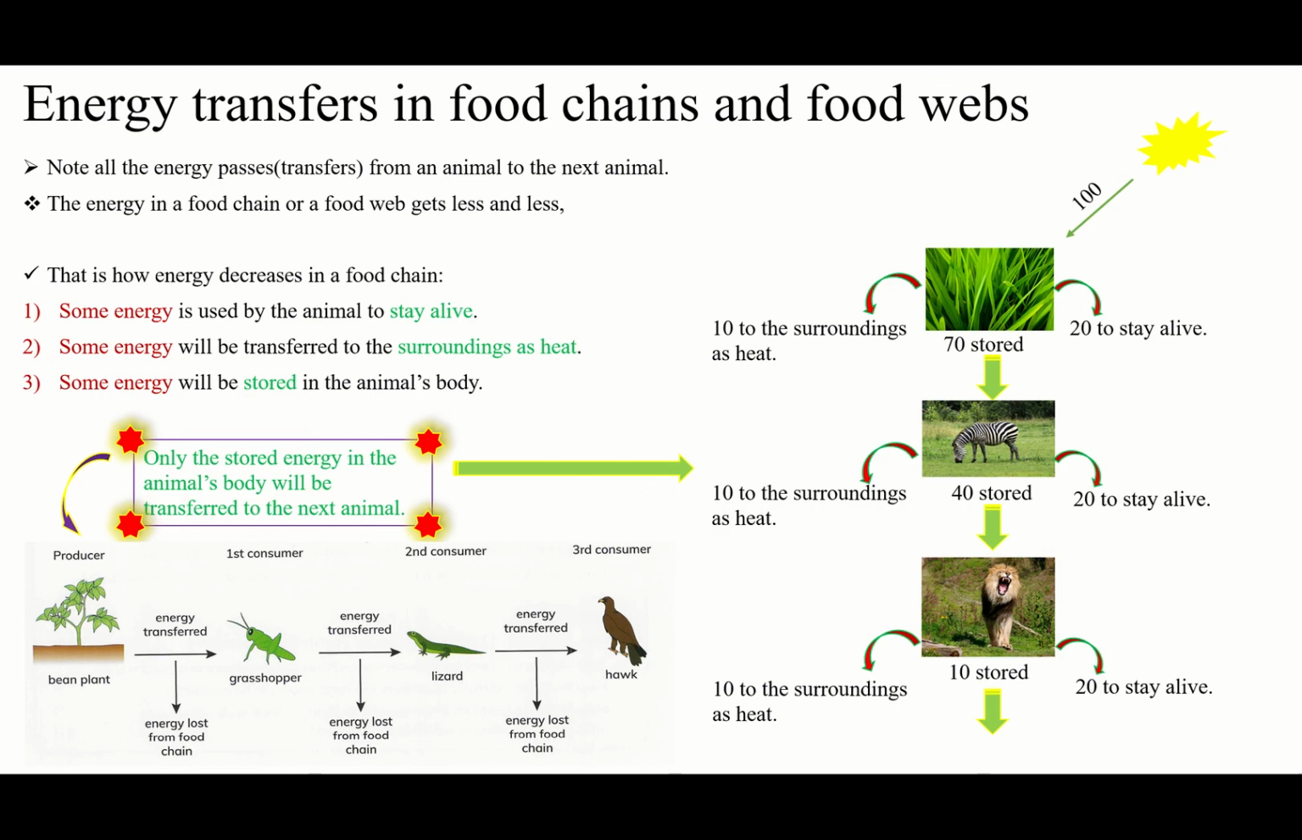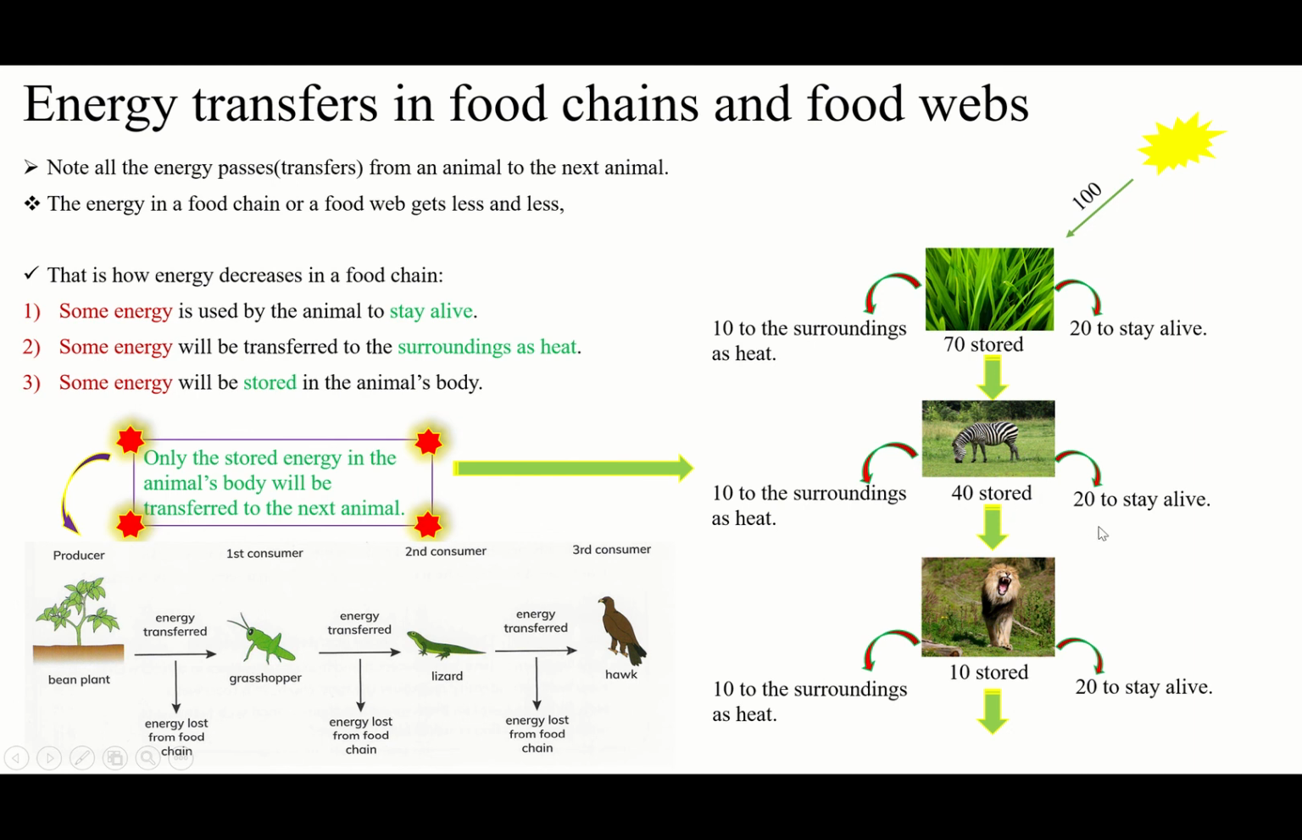Some energy will be lost during each transfer. From the sun to the grass, it's okay. It will get the full energy, 100, because the sun does not use any energy to stay alive. So when the grass gets 100 energy, it will use 20 to stay alive, 10 to the surroundings. It means 30, right? It took 100, 30 has been used, and how much is left? 70. And the 70 will be stored and transferred to the zebra when they eat the grass.